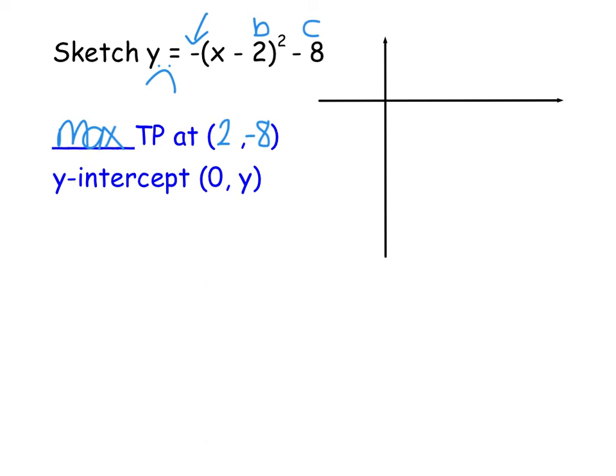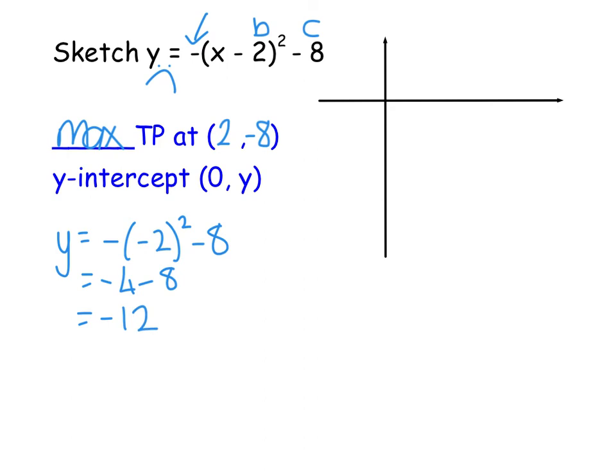This is a bit different, this one, okay? So we have to actually plug in 0 this time. So you end up with negative 0 take away 2, which is just minus 2 squared, take away 8. Now minus 2 squared is positive 4, but it's got a minus in front. So we've actually got minus 4 minus 8, which is minus 12.